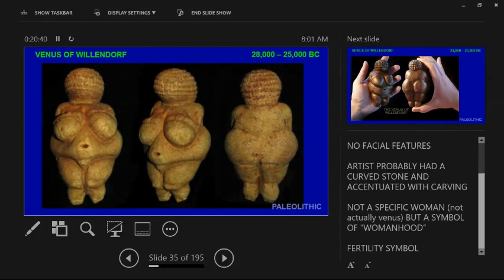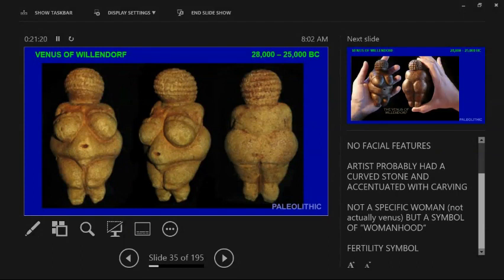The artist probably had a curved stone and accentuated it with the carving. So it is highly likely that the stone that this was carved from looked a lot like this, and there were only minimal changes made to it to make it look like a woman. So he was probably looking at a stone and said, "Hey, that looks like a woman," and then carved it to make it look more like a woman. And she is not a specific woman. It's not actually Venus. She's called Venus. But she is a symbol of womanhood.